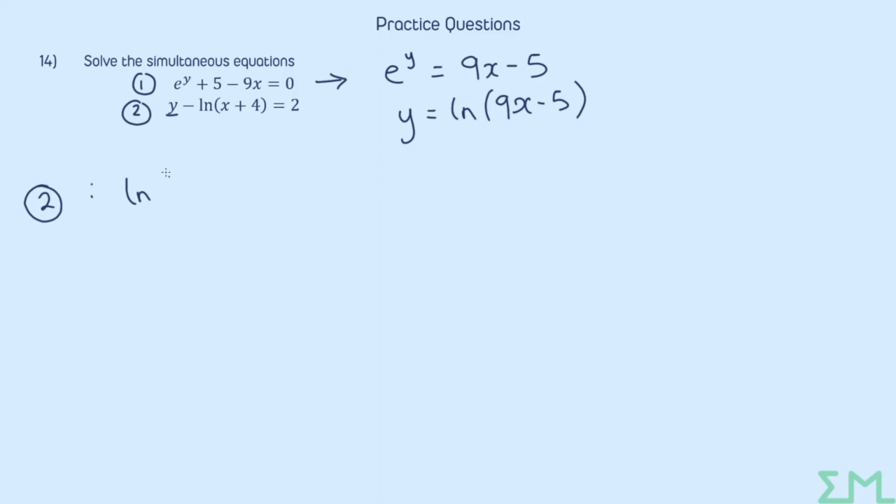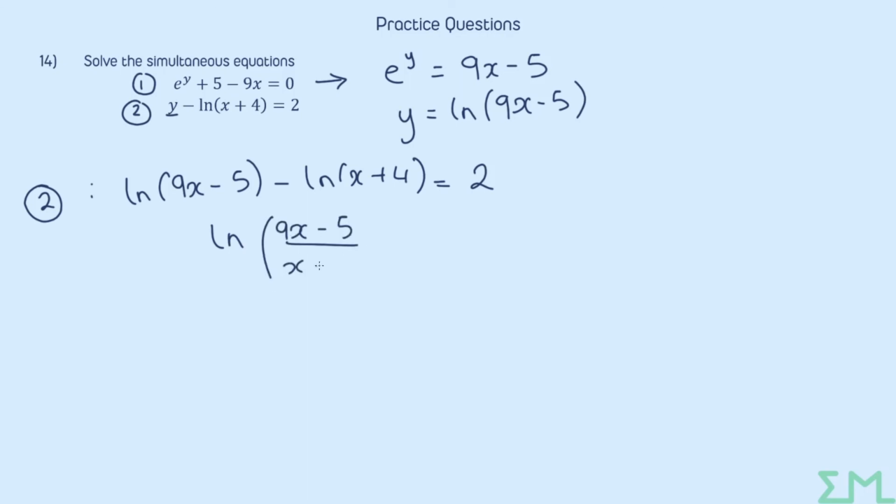So we're going to have ln of 9x minus 5 minus ln of x plus 4 equals 2. Subtraction between the ln's means we can divide inside. 9x minus 5 over x plus 4 equals 2. Now we can go back to an exponential equation in order to solve it. So we are base e, so it's going to be e squared equals 9x minus 5 over x plus 4.